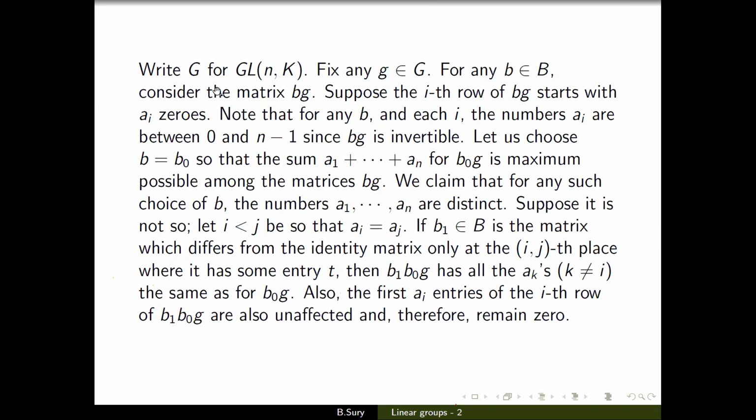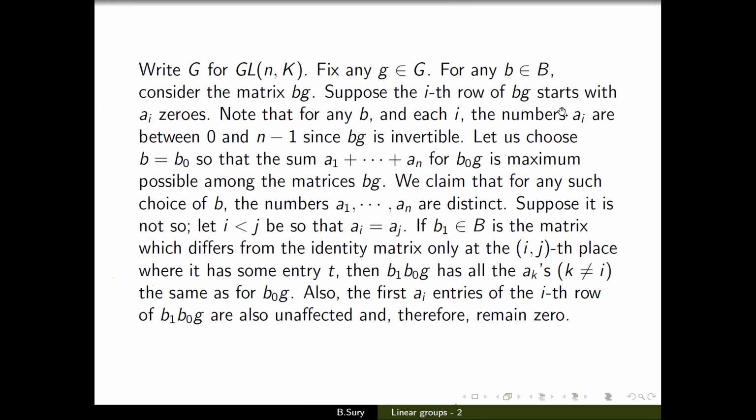So take G in GL_n(K). Fix any G, any invertible matrix. This is how you do it; one of the ways of doing it is the following. Look at various elements B of the group B and look at the matrix B times G. So B times G is some invertible matrix. Look at its rows, first row, second row. Say the first row starts with a_1 zeros. a_1 could be zero, that means it may start with a non-zero number, but it starts with a_1 zeros. The second row starts with a_2 zeros, like that. This is for the matrix B times G.